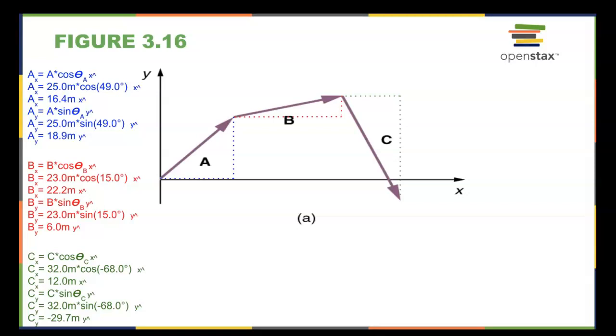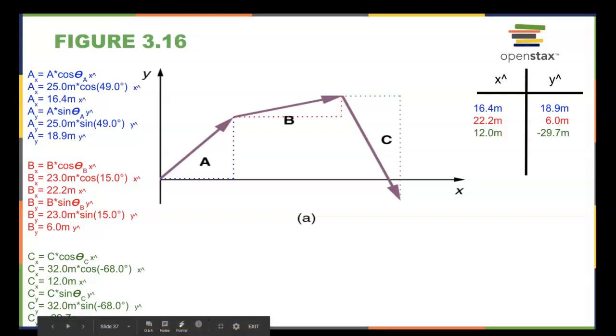We did the one process 6 times to find the x component and y component for each of the 3 vectors. What I now want to do with that is collect those all in one place. I have a column of all the x hats, and I have a column of all the y hats. If I take each of these x hat amounts that I calculated and add them together, I will get how far the total is in the x direction. The components of vector A, vector B, and vector C in the x direction add up to how far our total displacement needs to be in the x direction.